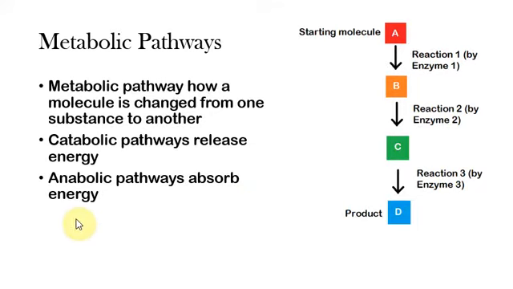Oftentimes, catabolic pathways will be breaking something down, while anabolic pathways will be making something out of its smaller pieces. So that's an easy way to tell.